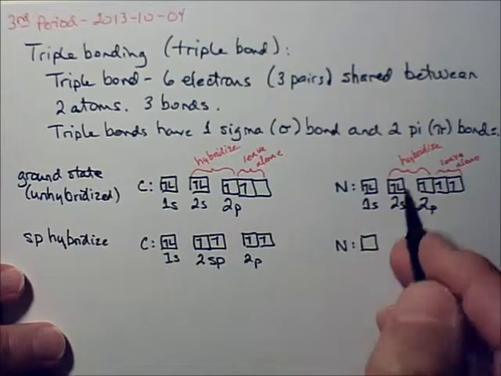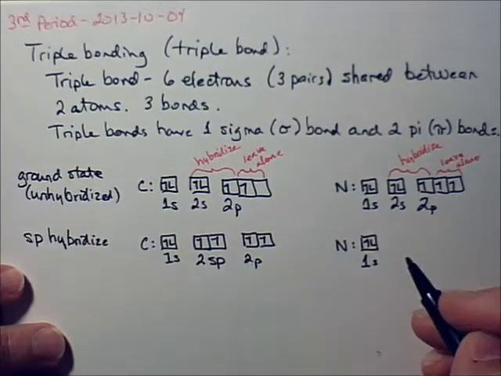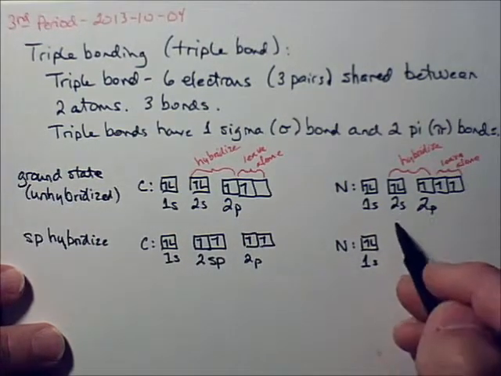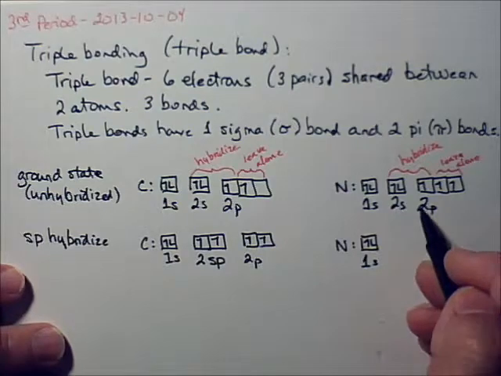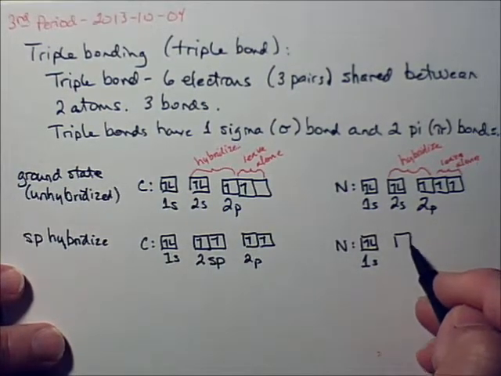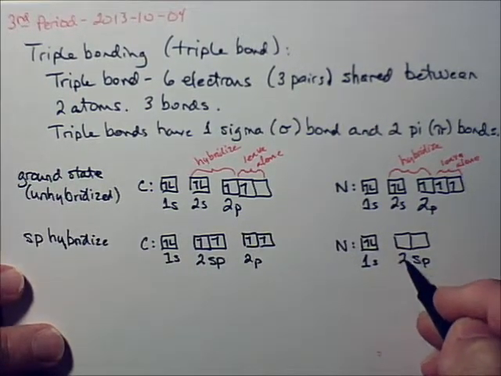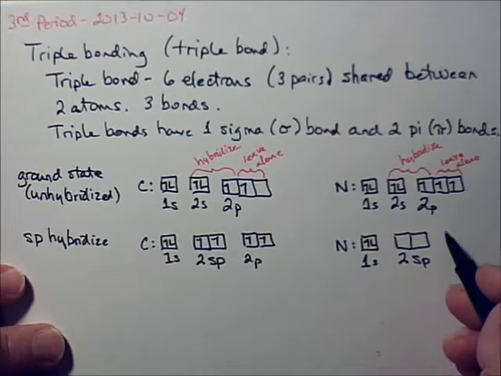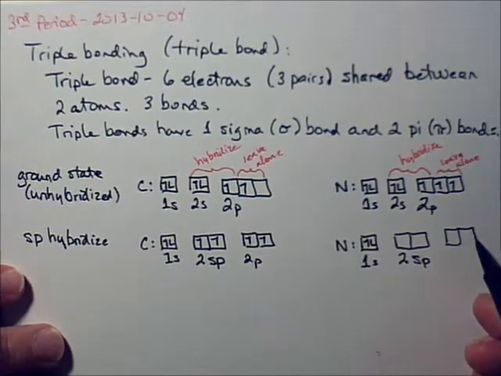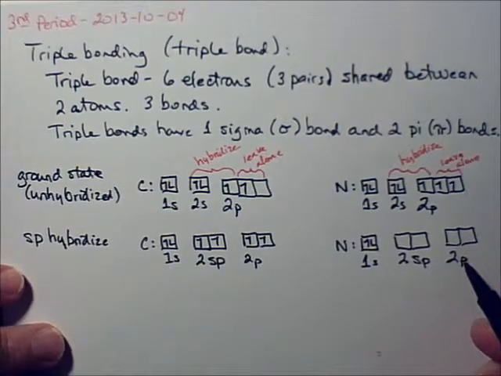All right, so nitrogen is going to work the same way because we're going to also hybridize it into an sp state. The first primary level doesn't change because it's not the valence level. Only the valence level changes. The valence level is 2. That's the highest energy level here. We're going to combine one s and one p into this sp state, which is in the second primary level. And we're going to leave two p orbitals alone in the second primary level.